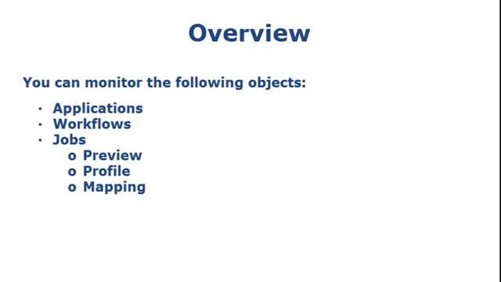You can monitor the status of applications, workflows, and jobs. A job is a preview, profile, or mapping process that runs on a Data Integration Service. You can monitor objects from the Monitoring tab in the Administrator tool or invoke the Informatica Monitoring tool from the Developer tool. In this demo, we will monitor integration objects in the Administrator tool.